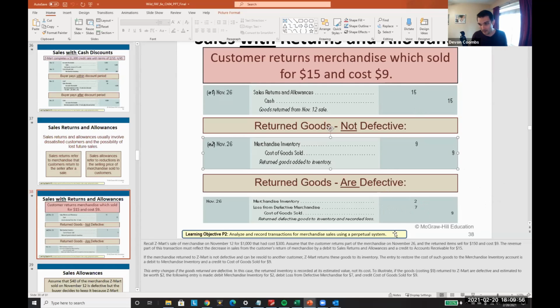So I know this is a lot, but just memorize that there's always the two sides and focus on the not defective piece. But just understand that if there is a defective piece, we can't include that in our cost of goods sold.